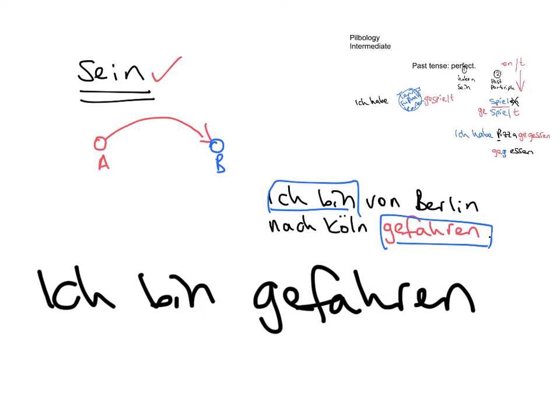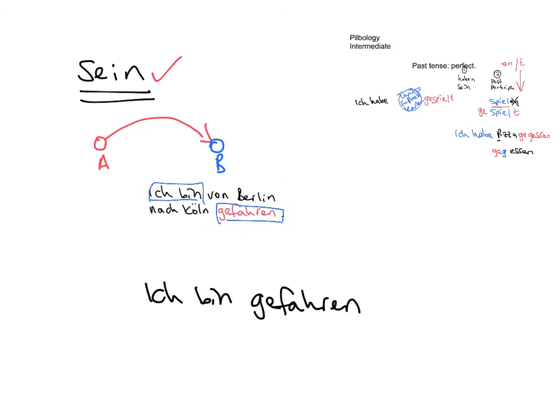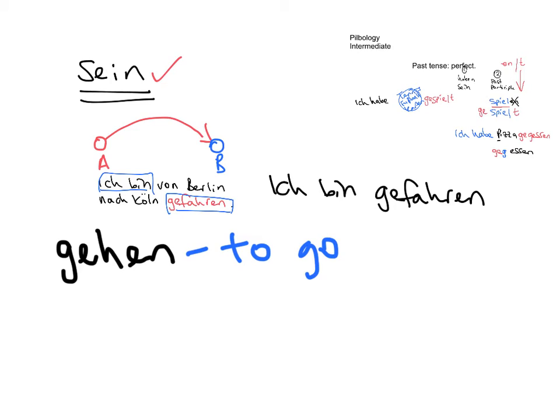How did you get there? Ich bin gefahren. So let's just look at another example. Let's use the verb gehen. Gehen, as you may or may not know, means to go. So the past tense of to go in English would be I went, or you went, he, she, it went.